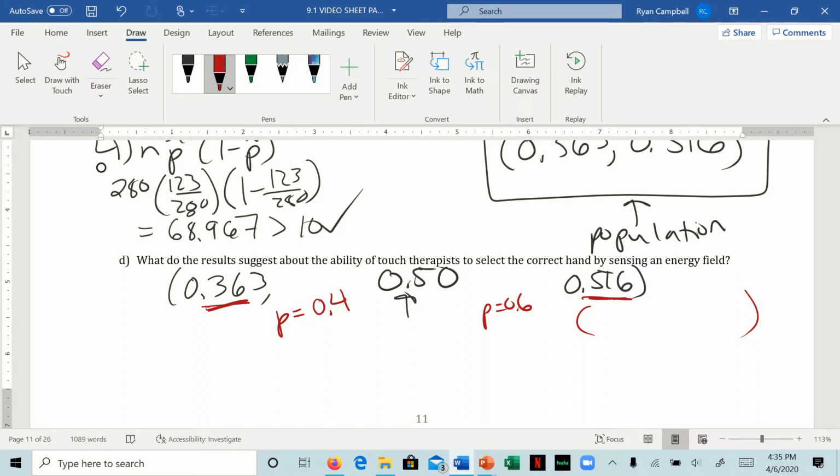So what does this suggest? It suggests that touch therapists are probably just making it up.